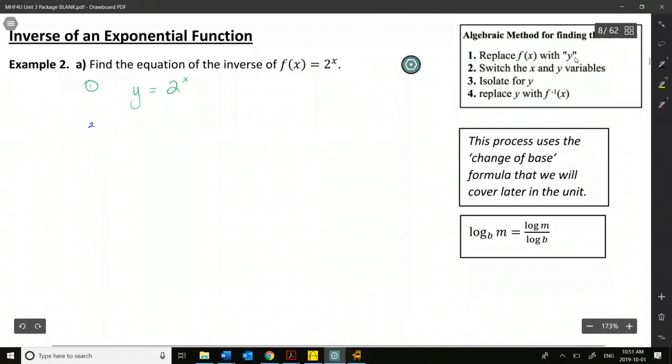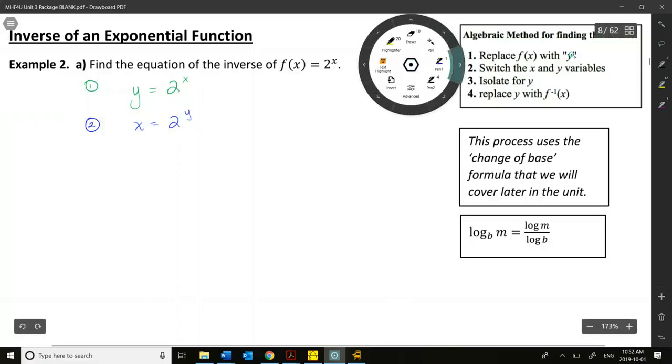Okay, step number 2 would be to swap the x's and y's. So wherever I see an x, I will place a y. Wherever I see a y, I will place an x. The reason that we do this is because, in order to get the opposite operations in the opposite order, when I flip them and re-isolate, it takes care of that for me. So we'll start to isolate, and in that process of isolating, we'll get opposite operations in the opposite order as well. Okay, so now I need to re-isolate for y.